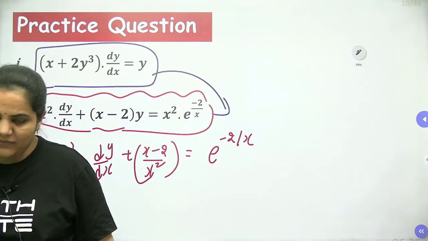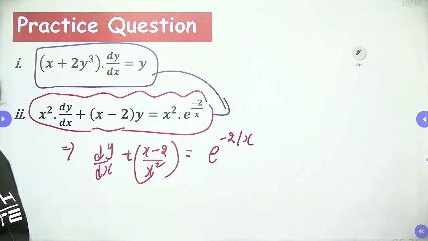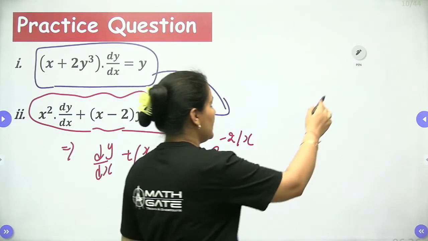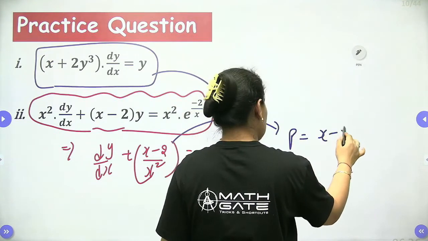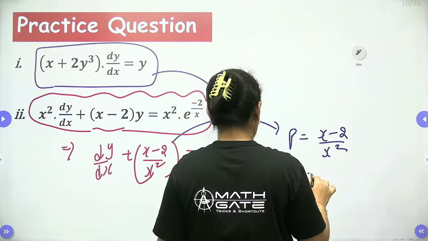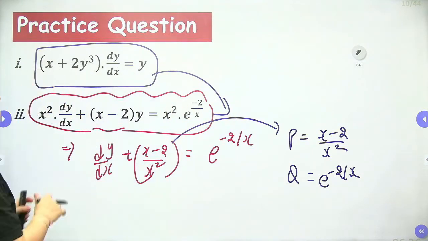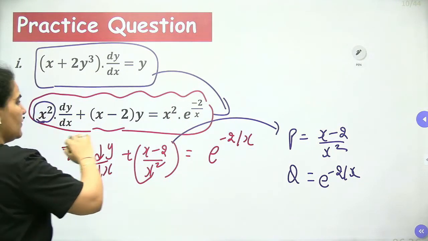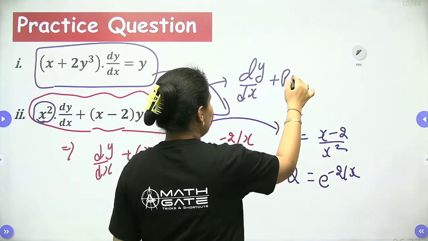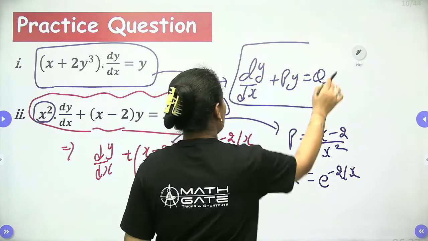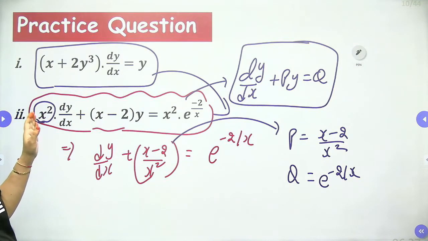So what exactly do we have? We have P equal to this complete quantity, which is nothing but (x minus 2) by x square. So from here P is equal to (x minus 2) by x square only, and your Q is equal to e to the power minus 2 by x only, right? Okay, it's a different equation. As we know very well, whenever we approach a linear differential equation, it should be in the form dy by dx plus Py is equal to Q. That's why we have to reform this in the form dy by dx plus Py is equal to Q.